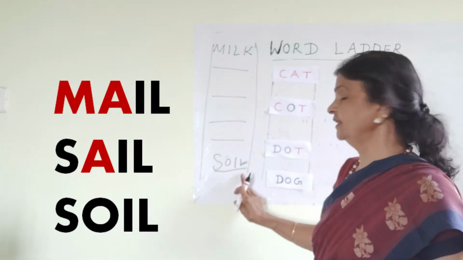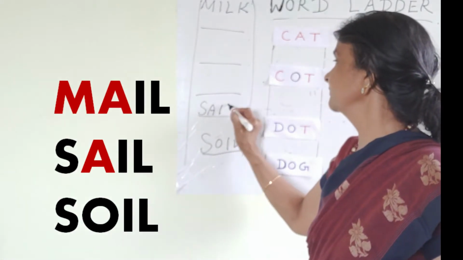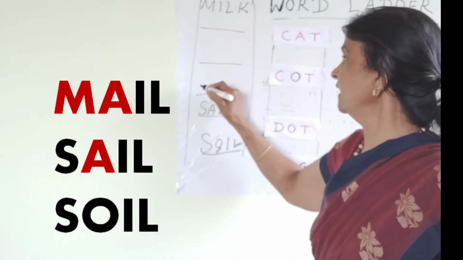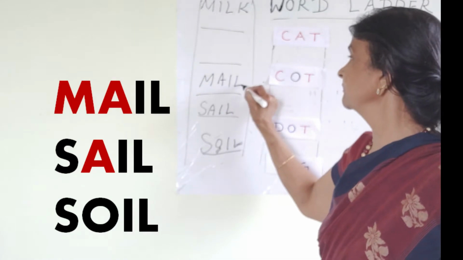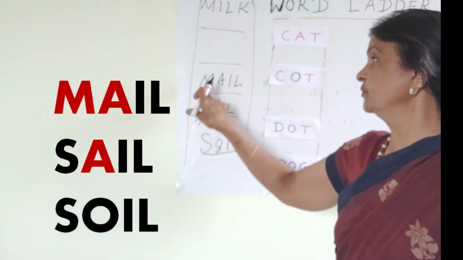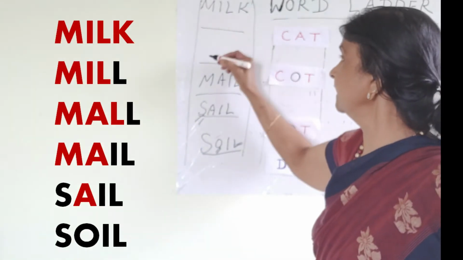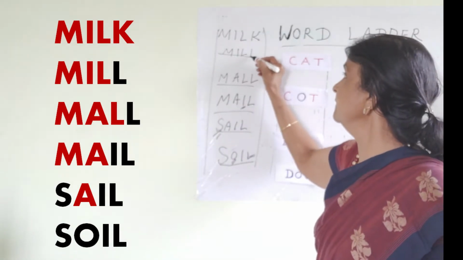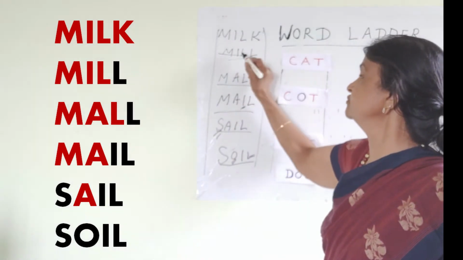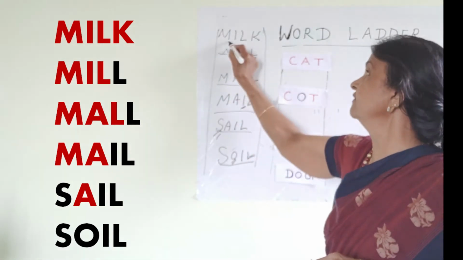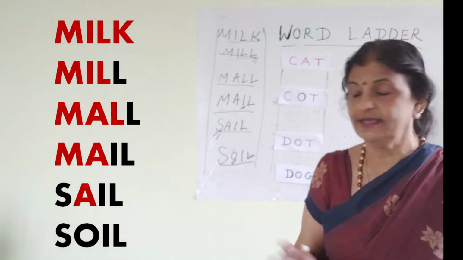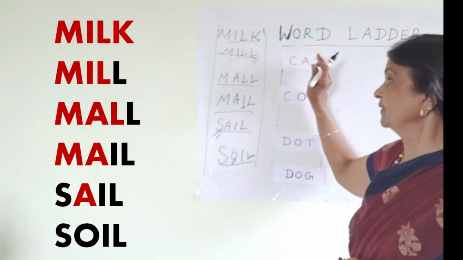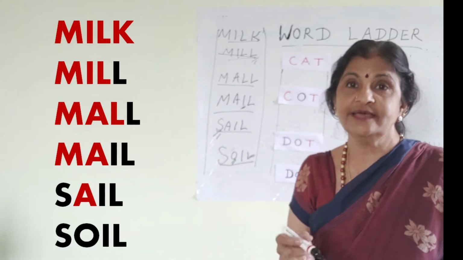Let's go. Soil, sail. We change the O to A. Next, we can have mail, S transformed to M, and then we can have mill, we change A to I here, and then finally we have milk. The last letter L is changed to K. So, soil changed to milk, dog changed to cat, by altering just one letter at a time.